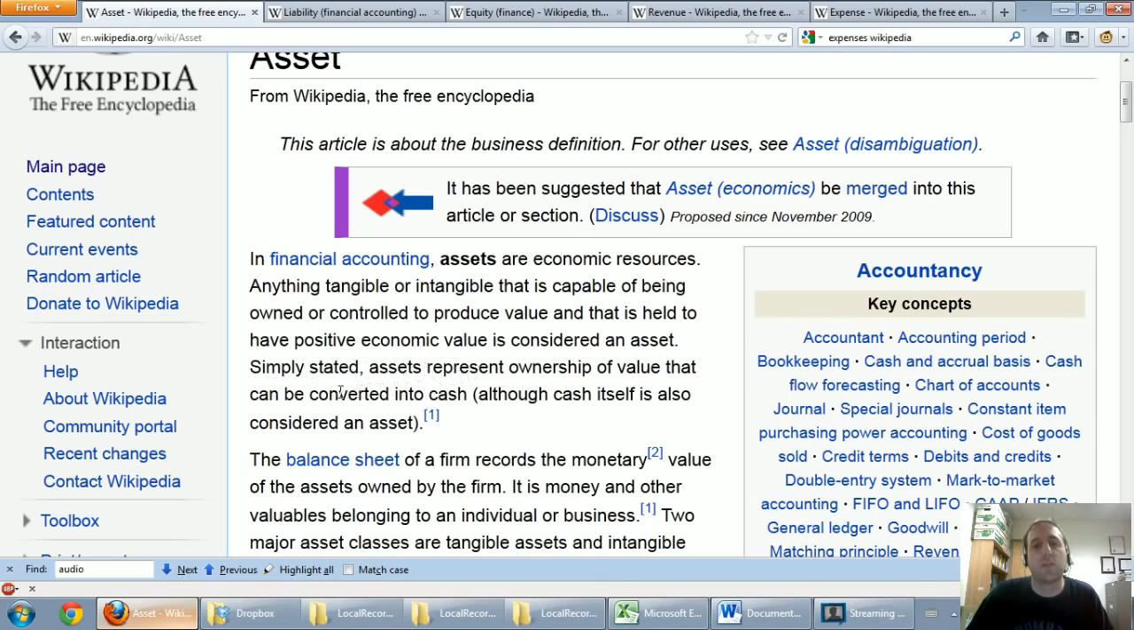Simply stated, assets represent the ownership of value that can be converted into cash, although cash is also considered an asset, and it goes on. I think this is a good definition and a fine definition. I think what you'll find if you look it up in your textbook is they'll often talk about future economic benefit being the key distinguisher of an asset. What I would say is at an introductory level, these are both too complex. So even your textbook or Wikipedia might be a little too complex or a little bit off.